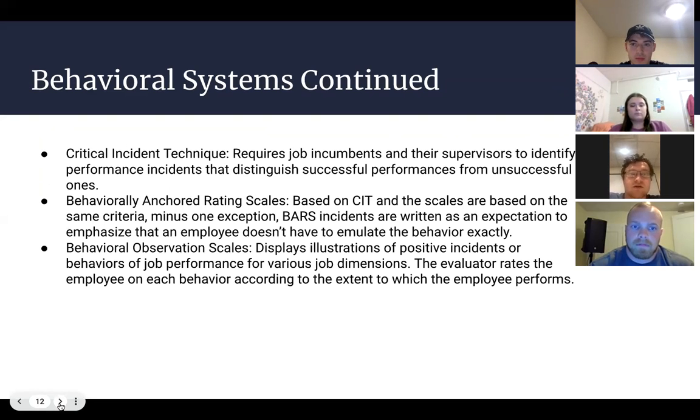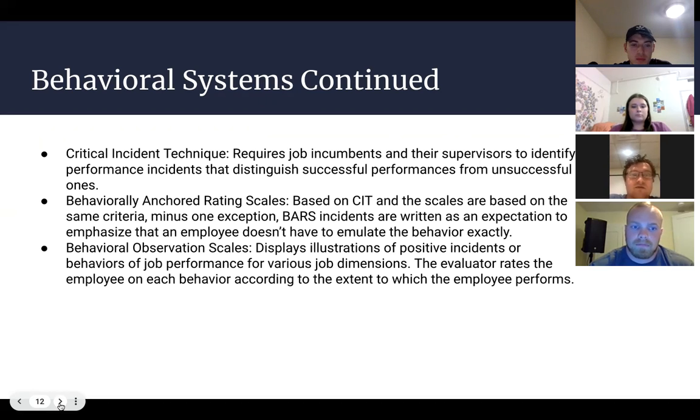And then just a little bit more in depth on each type. So critical incident technique requires job incumbents and their supervisors to identify performance incidents that distinguish successful performances from unsuccessful ones. And then behaviorally anchored rating scales are based on the CIT, and the scales are based on the same criteria as well. With the exception that BARS incidents are written as an expectation to emphasize that the employee doesn't have to emulate the behavior exactly. So it's something they should strive towards, but doesn't have to be perfect as long as they're making a positive change.